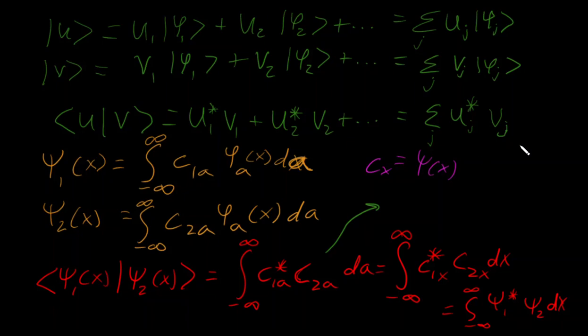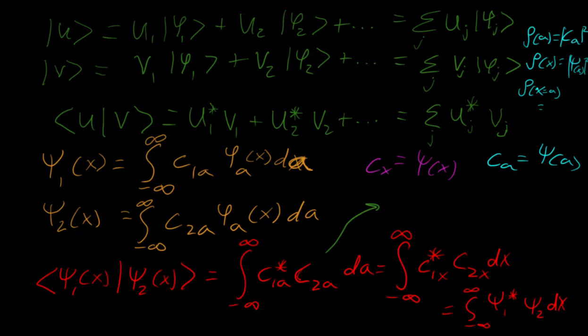So C_A, right? C_A is psi of A, because we know the probability density of having a position A is C_A norm squared. And we know the probability density of having a position X is psi of X norm squared. So the probability density of having a position X equals A.